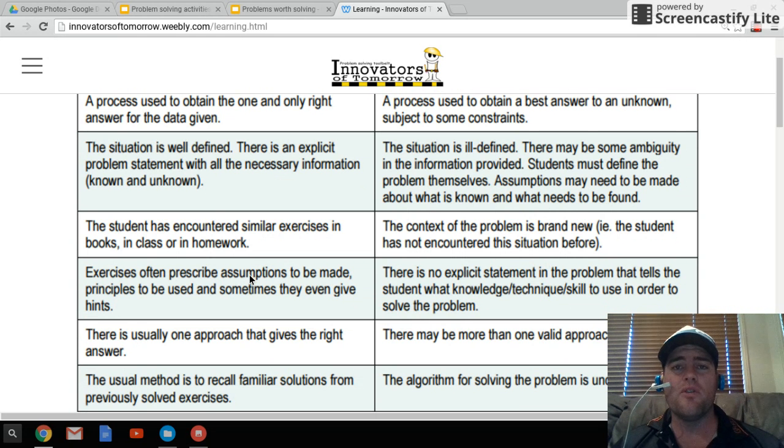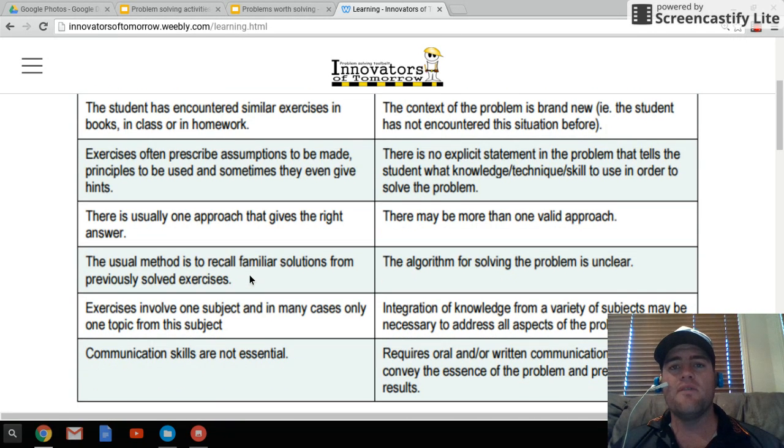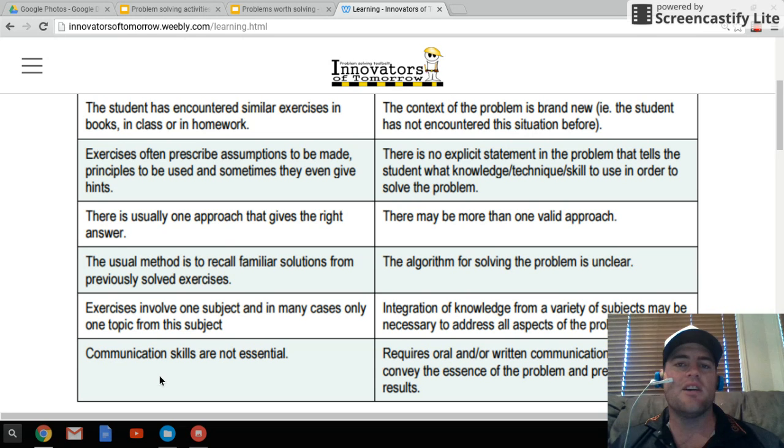They've come across them before. They see them in NAPLAN tests. They see them in textbooks. They see them on worksheets. The teachers are usually looking for one right answer, and the emphasis is on finding the answer, not the process to the answer. And this usually leads to not much communication skills being used in the process of answering an exercise solving problem.